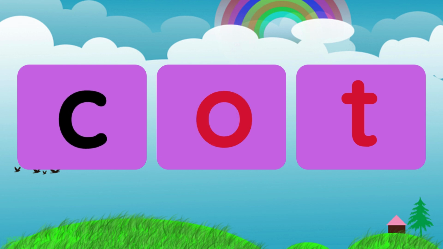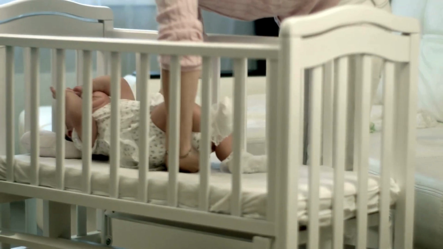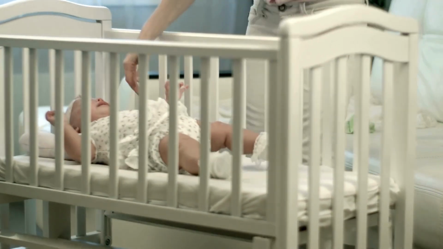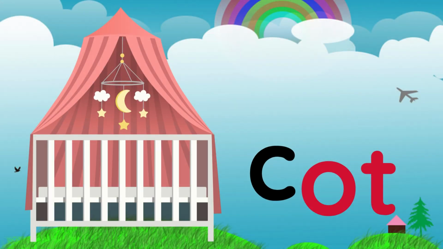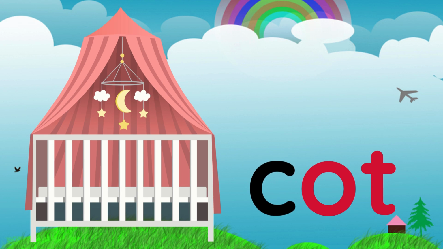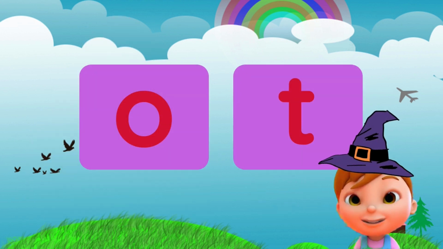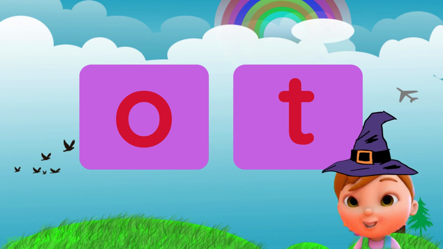C-O-T, cot. C-O-T is cot. The baby sleeps in the cot. Can you see the cot? Repeat after me. C-O-T, cot. The letter O and the letter T, when they come together, sound like "ot".